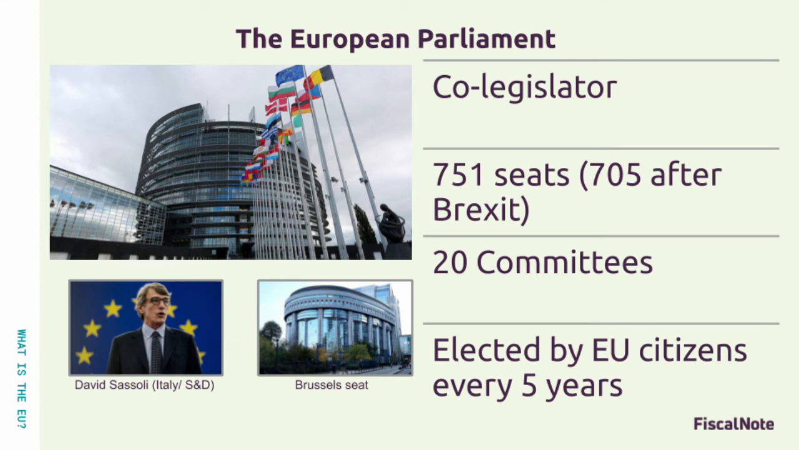So the last institution we will look into is the European Parliament, which is a co-legislator together with the Council of the European Union. The Parliament is expected to be the voice of the European citizens because the citizens are the ones who elect the members. So currently we have 751 members. However, once Brexit happens, there will be 705 seats. The Parliament is composed of 20 committees that cover a wide range of policy areas.